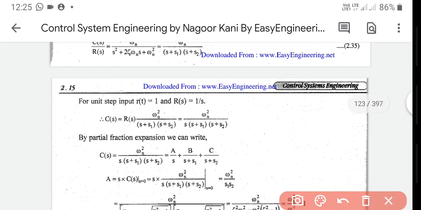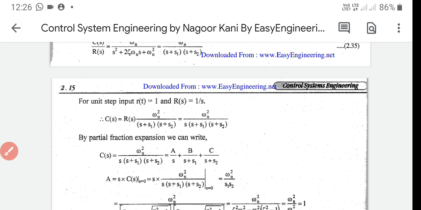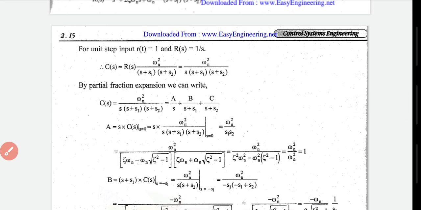So what is the C of s value? C of s is equal to R of s into omega n square by (s plus s1) into (s plus s2). Substitute R of s, that is nothing but 1 by s. So omega n square by s into (s plus s1) into (s plus s2). Now for this we have to do the partial fraction expansion for finding the C of t. So you are writing your partial fraction expansion like this. C of s is equal to a by s plus b by (s plus s1) plus c by (s plus s2).